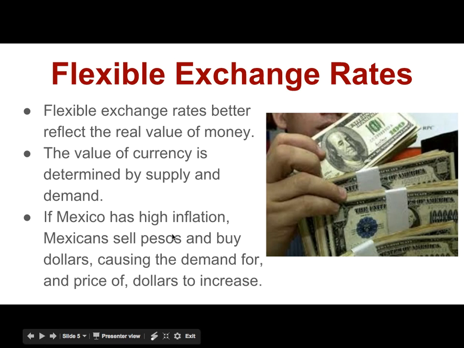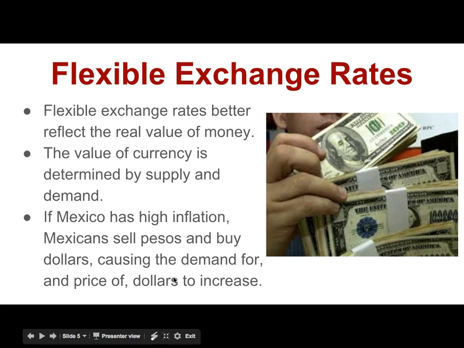Now, the peso is crashing. All of a sudden, demand for the dollar is going through the roof. Mexicans are buying a whole bunch of dollars. And we know through the law of supply and demand that if demand is increasing, price is increasing. More people want those dollars, so the price of those dollars is going to increase.